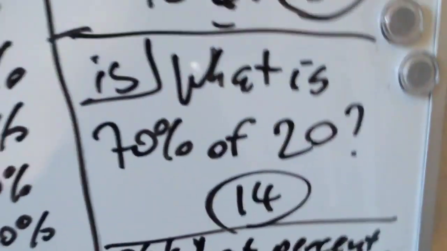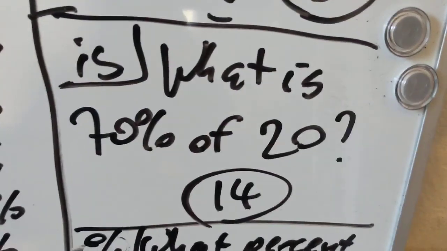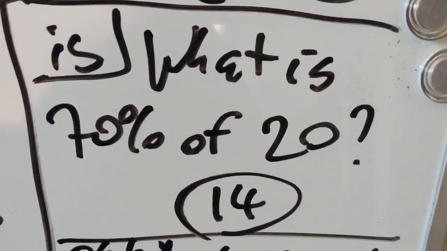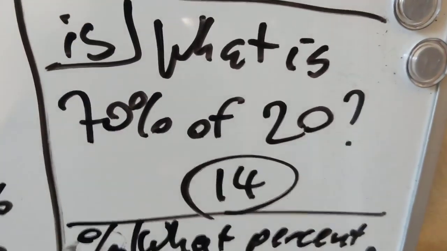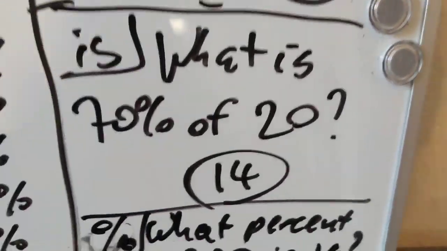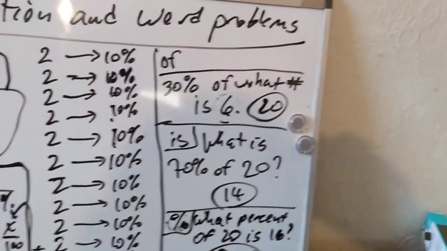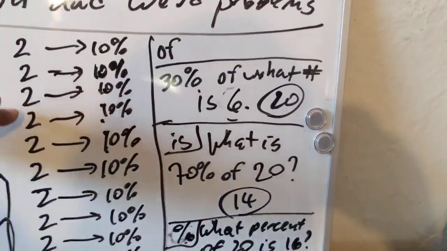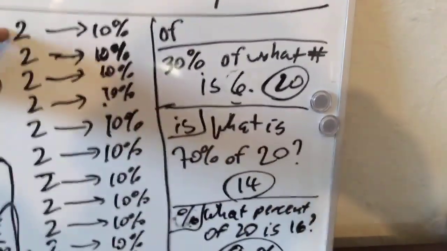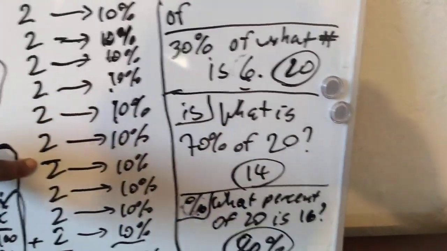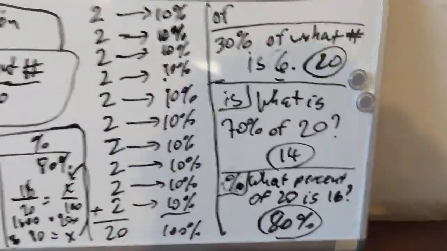Let's look at the next one. This time it's an is question. What is 70% of 20? Well, the correct answer here is 14, and here's why. Let's do it with the visual picture, right? So 70%, 1, 2, 3, 4, 5, 6, 7. Well, that's 2, 4, 6, 8, 10, 12, 14, right? So there go your answer right there.